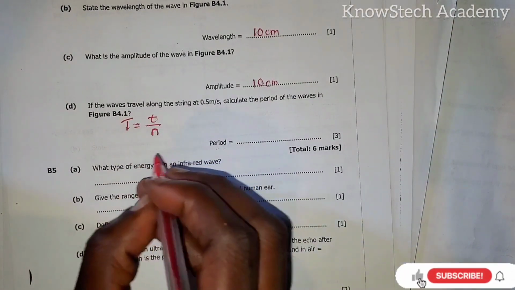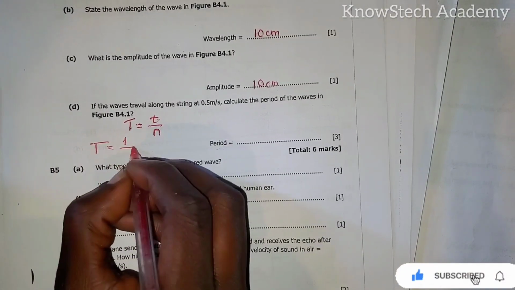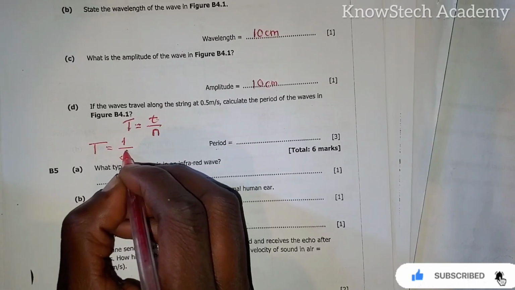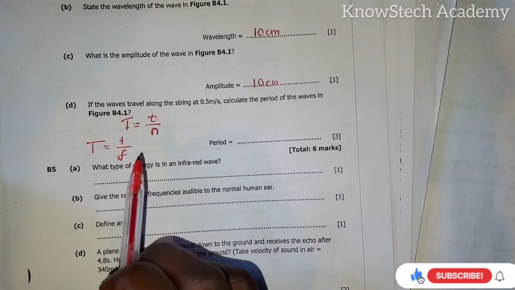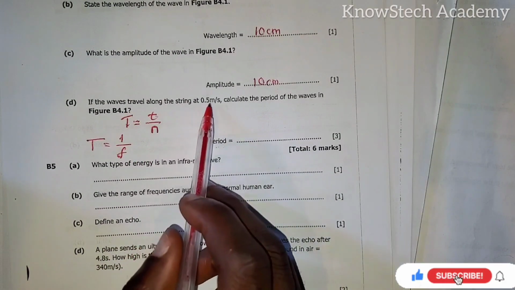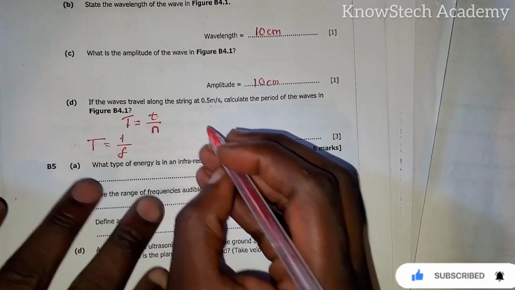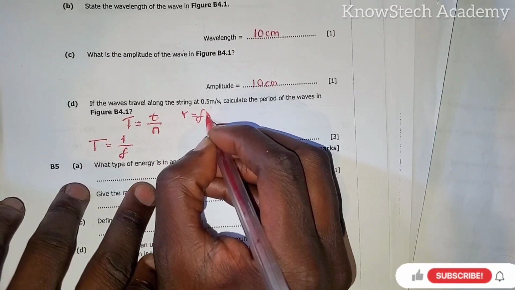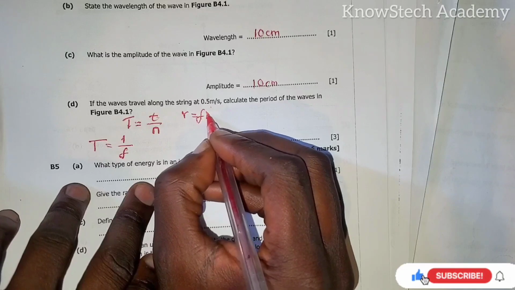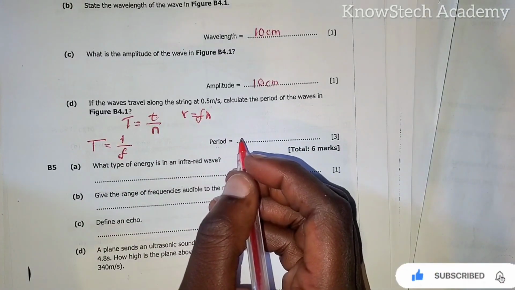But there is another formula we can use, which is period is equal to 1 over frequency. Now, which one are we going to use? Check this out. We are given speed here, so we can use this formula: speed is equal to frequency times what? Wavelength. Since we know wavelength and speed, we can calculate what? Frequency.